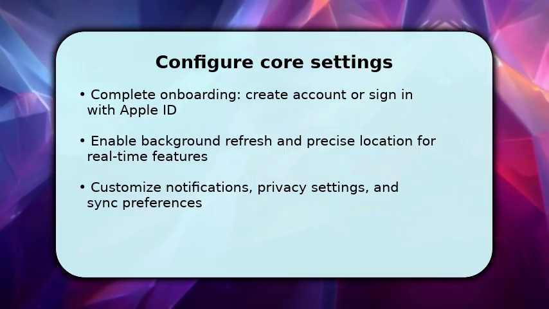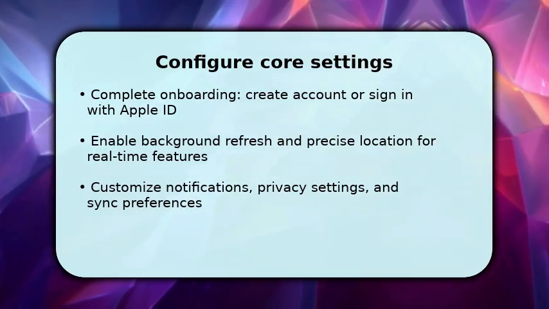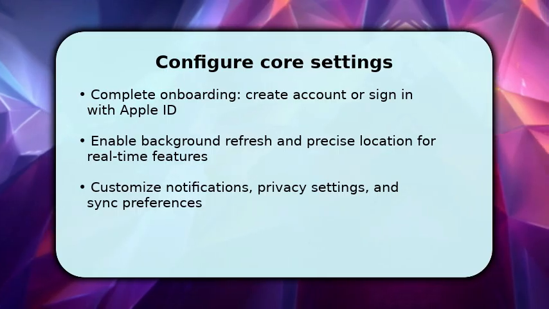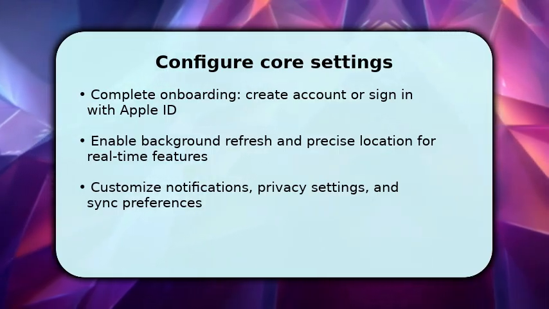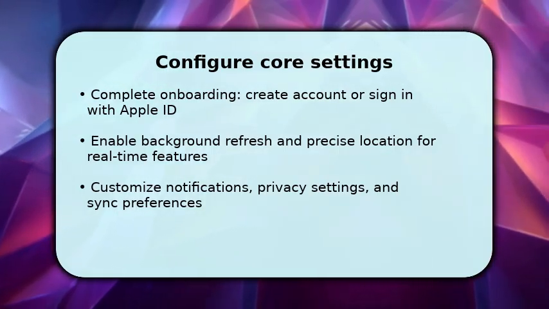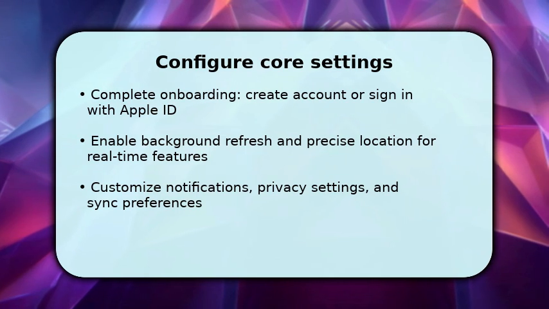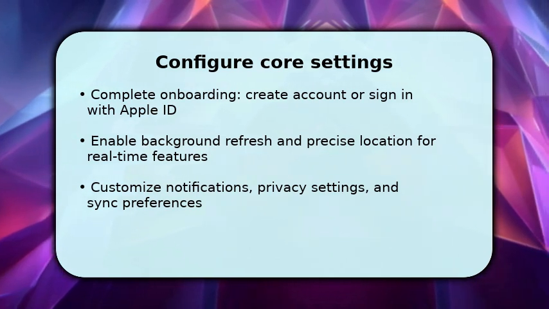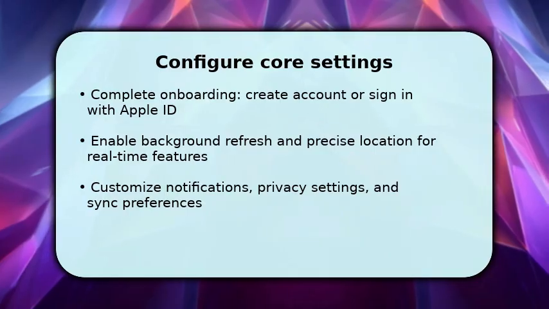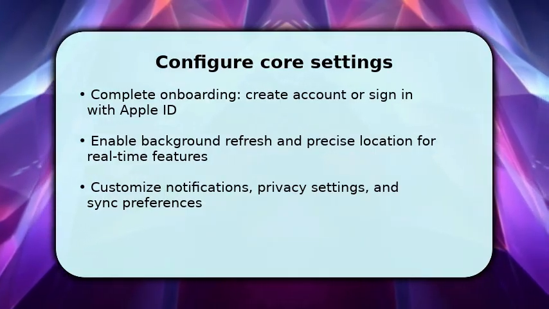Adjust notification categories so you receive only important alerts. Next, set privacy toggles and sync frequency. Lower frequency saves battery, higher gives timely data. Take a moment to review connected services. Accurate configuration makes the app reliable and efficient.